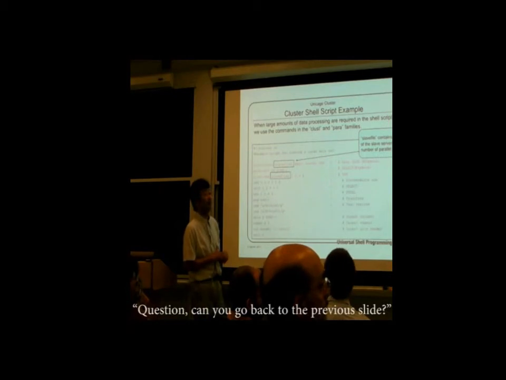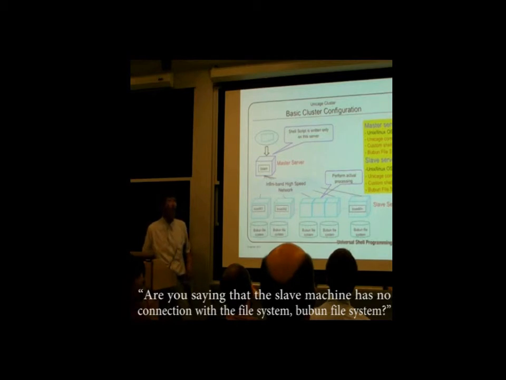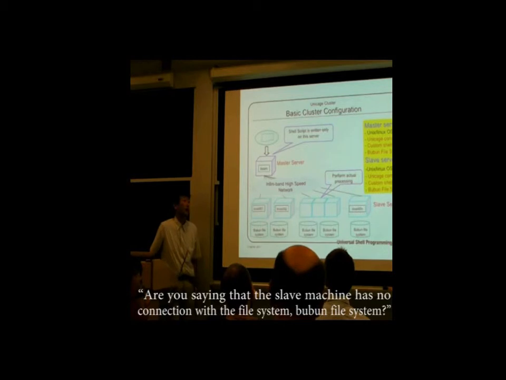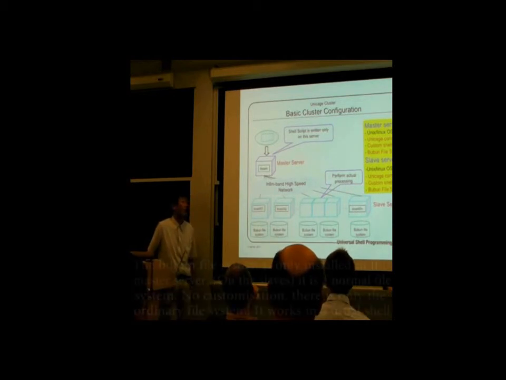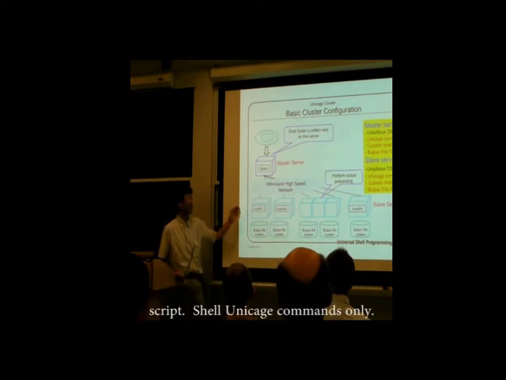Can you go back to the previous slide? Are you saying the slave machine has no connection with the file system, the Bubun file system? Yes, the Bubun file system is only installed on the master. The slaves use a normal file system, ext3 or ext4, with no customization. It's an ordinary file system, and it works with usual shell scripts and Unicage commands only.